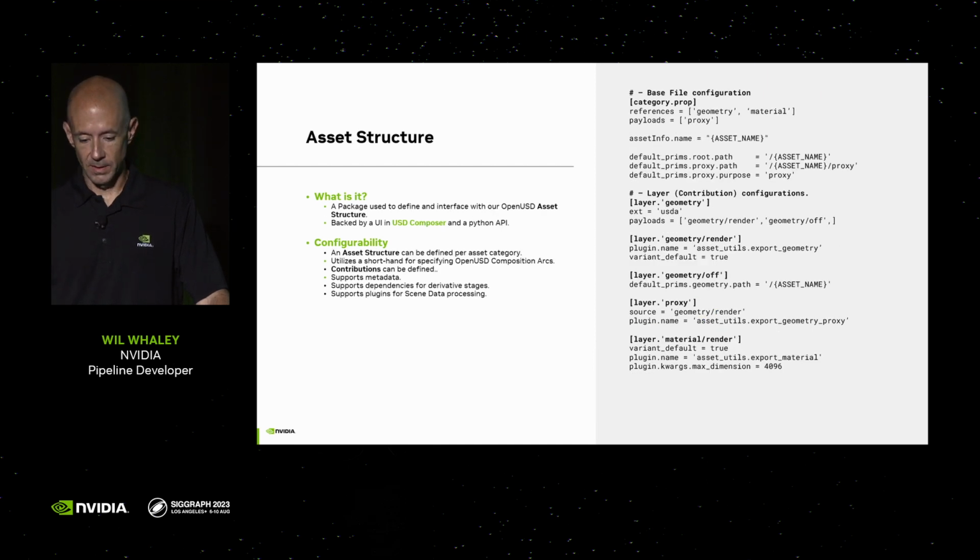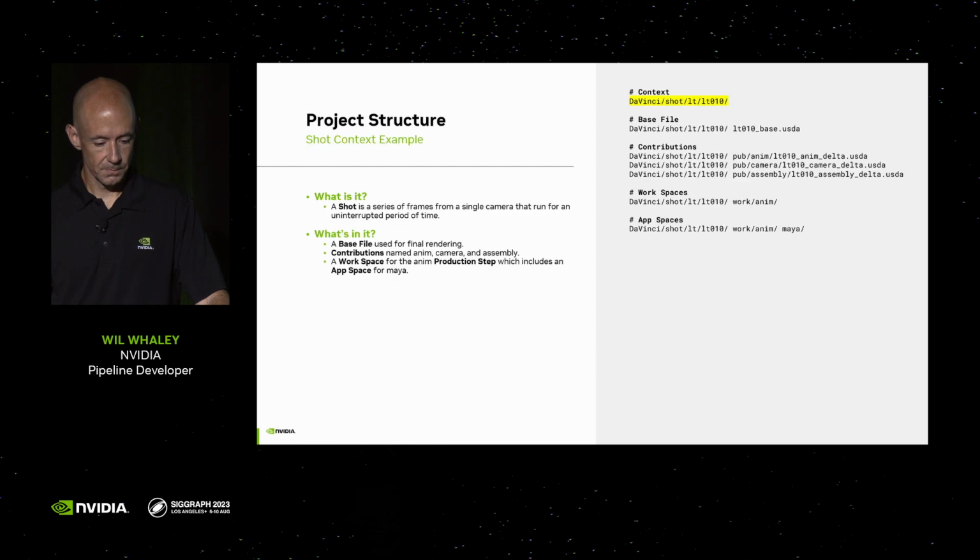So the second package that we developed is the asset structure package, which is used to define and interact with OpenUSD asset structure. It's backed by UI and USD Composer and Python API as well, and it's also configured using TOML. It supports per category asset structure, so like a prop. We have a shorthand for specifying composition arcs when we build out our asset structure. Contributions can be defined, metadata can be added, it supports dependencies for derivative stages, and it supports plugins for scene data processing.